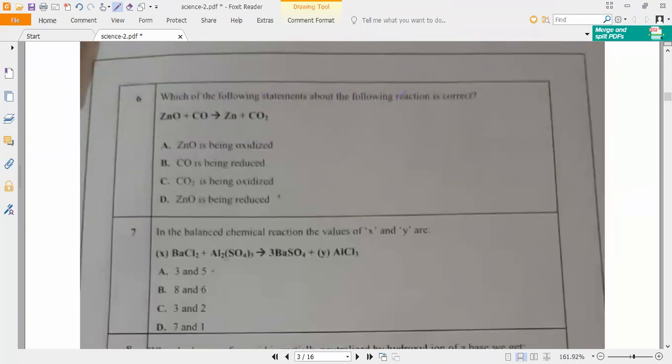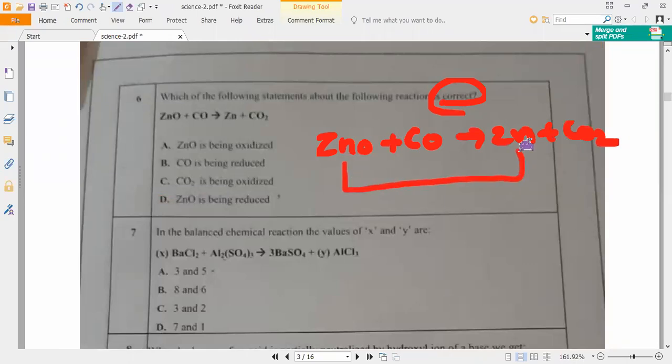So next, which of the following statements about the following reaction is correct? They're asking correct, not incorrect. So don't look at the options first, you should know. Let me write the reaction here. You should know this in your mind. Now you can see ZnO becomes Zn. Is it reduced or oxidized? Reduced. Next, carbon monoxide becomes carbon dioxide. It has gained oxygen. What should we call it? Oxidation.